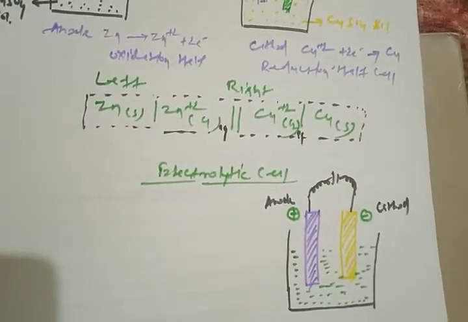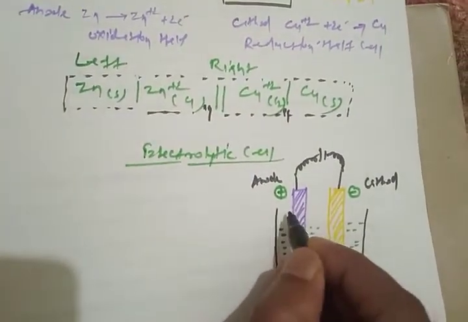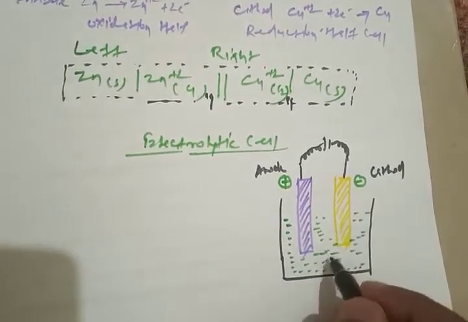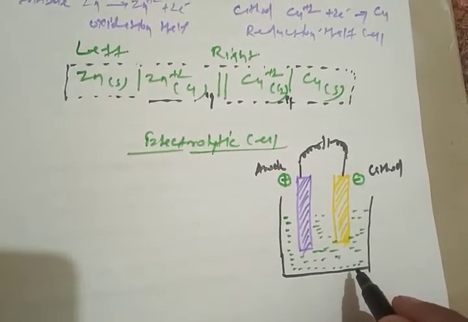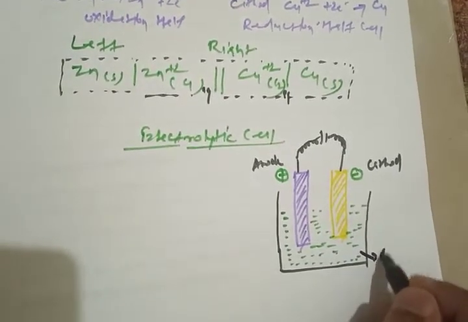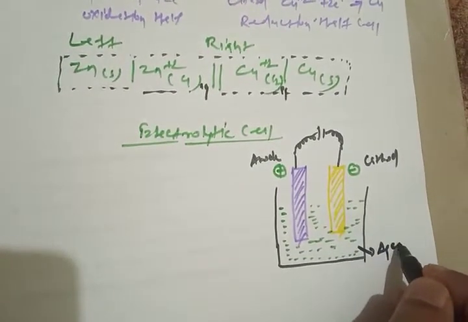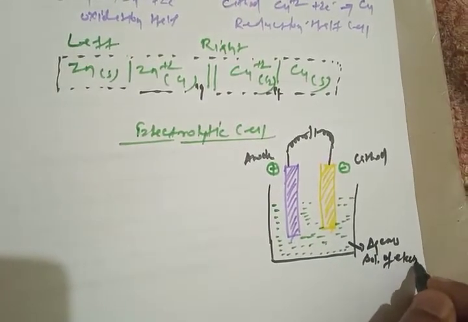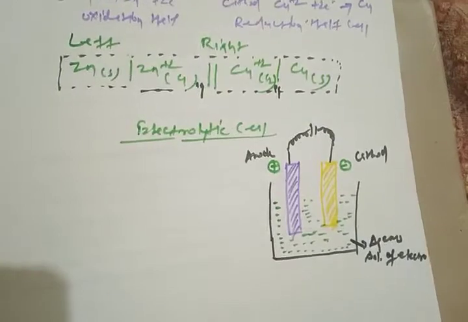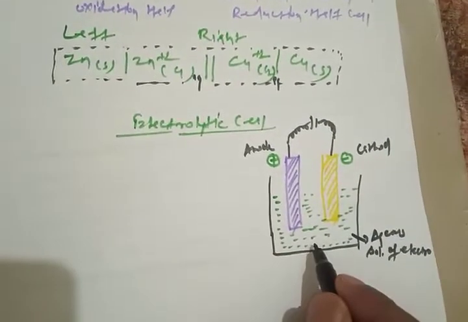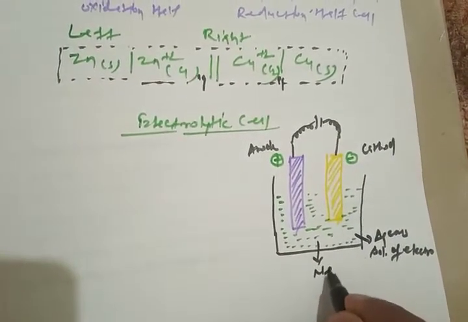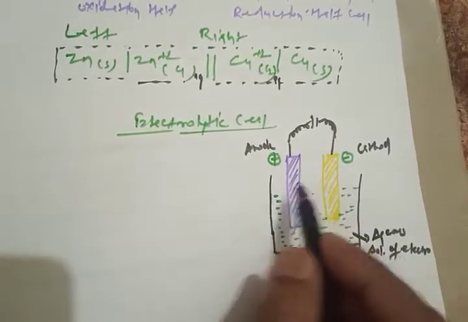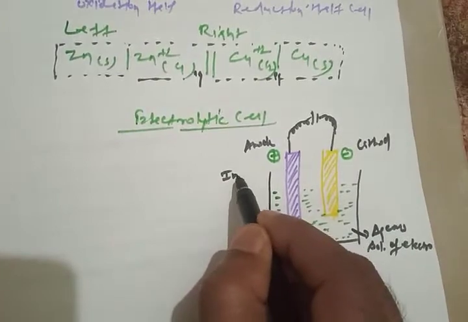These two electrodes are actually inert electrodes. This is called an inert electrode. And here any solution we can take, an aqueous solution of any electrolyte. For this case, NaCl we can take, molten NaCl, and these two are the inert electrodes.